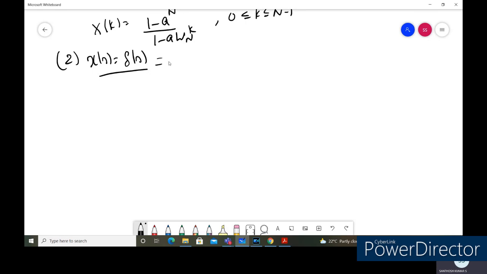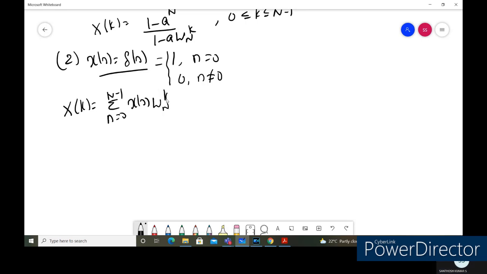And we know that the value of delta of n is equal to 1 for n equal to 0 and 0 for n not equal to 0. So this is the value for the impulse function. Let us find out the DFT of this one. First let us write the generalized formula, that is the summation n equal to 0 to N minus 1 of x of n into omega N to the power of kn.